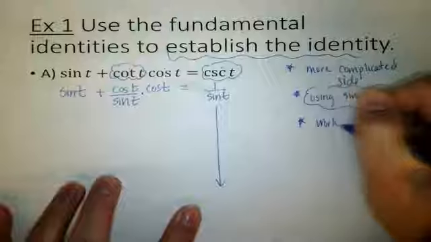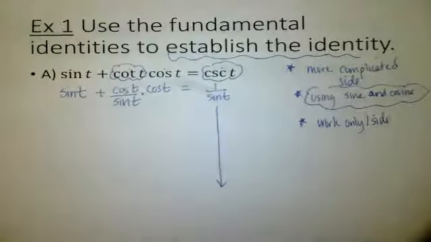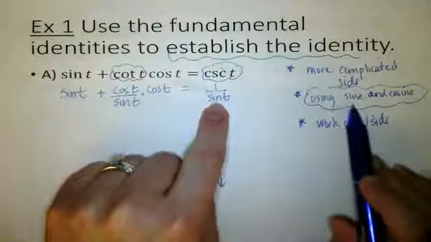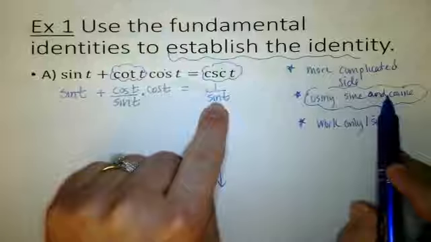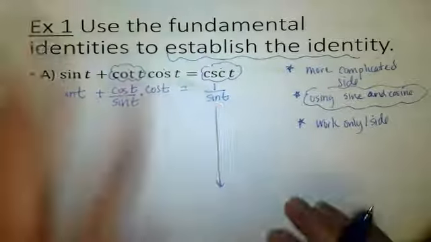Work only one side of the equal sign. The only thing you're allowed to do is maybe rewrite it using sine and cosine. Tighten it up a tiny bit. That's it. We don't want to do too much. We just want to work one side.